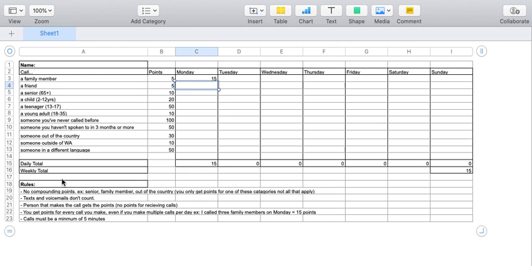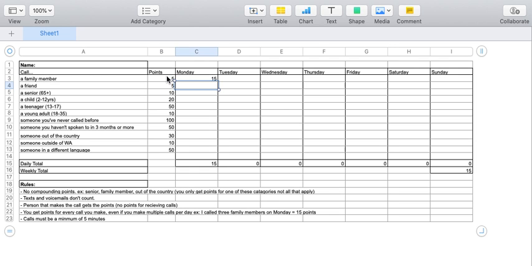So let's take a look down here at the rules. The first rule is no compounding points. Let's just say you call a family member who's also a senior and also lives out of Washington. You don't get all the categories that apply to that phone call. You only get points for one category.